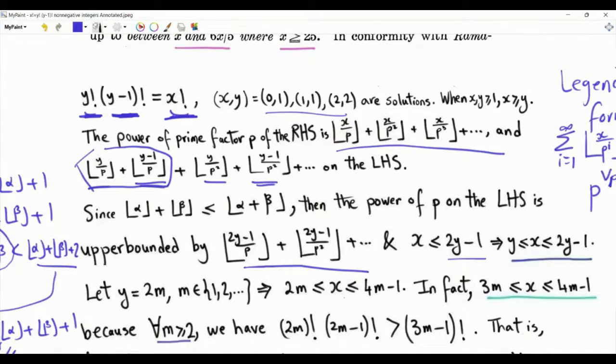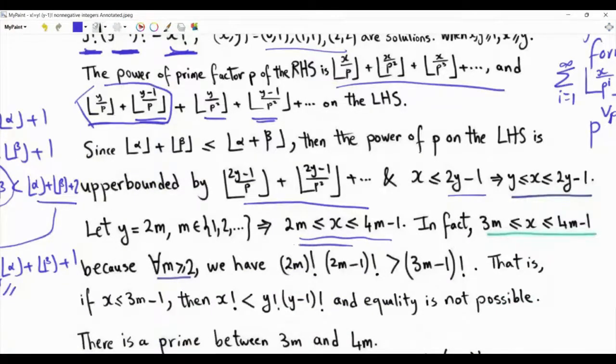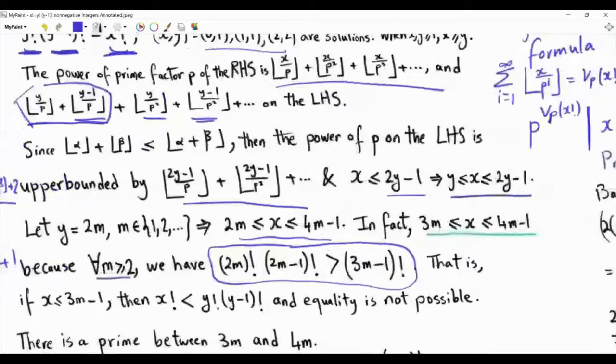Now x is in fact not in this full range. It is from 3m to 4m minus 1. So we cannot take x to be less than 3m. Why is this? Because we have an inequality for the factorials. Here it is. For every m that is greater than or equal to 2, we have that the factorial of 2m times the factorial of 2m minus 1 is strictly greater than the factorial of 3m minus 1. Why is this the case? This is an inequality that we can prove by induction.